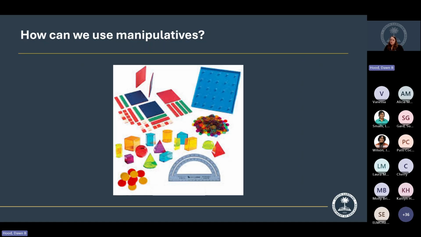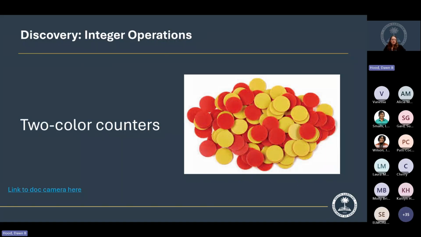And then as students get stronger using the concrete pieces, they can move to that representational piece where they can draw what they need. All right, y'all ready to play? We're going to look at using two color counters with our integer operations.